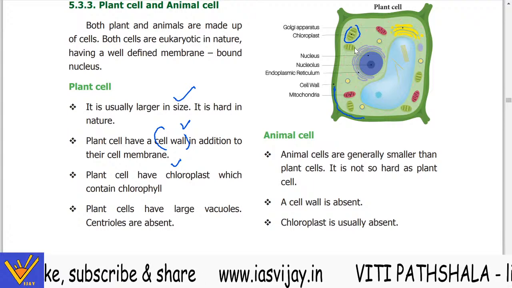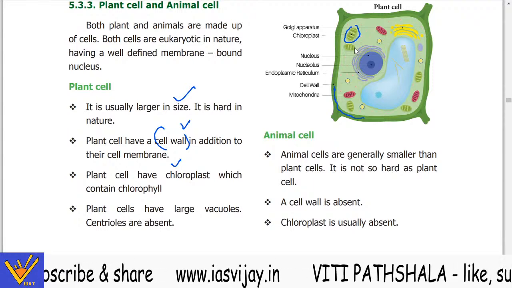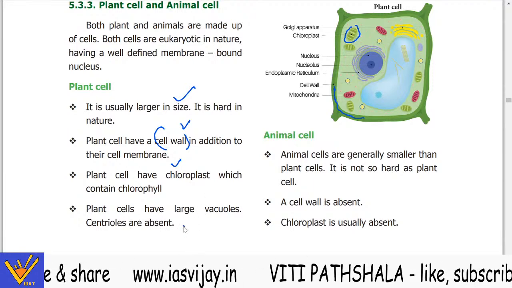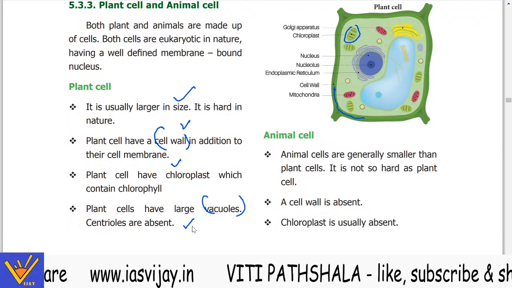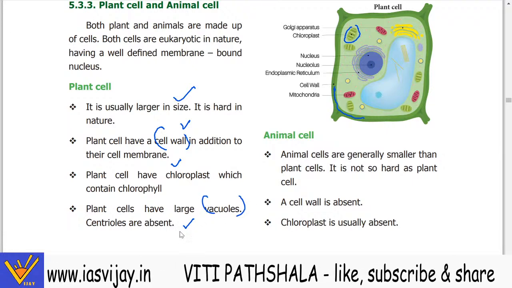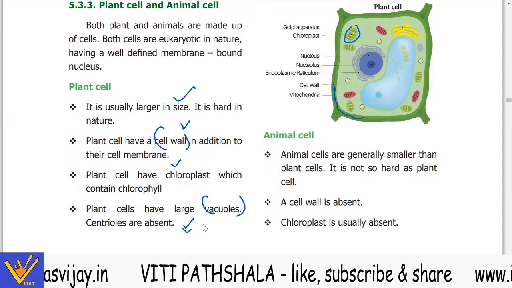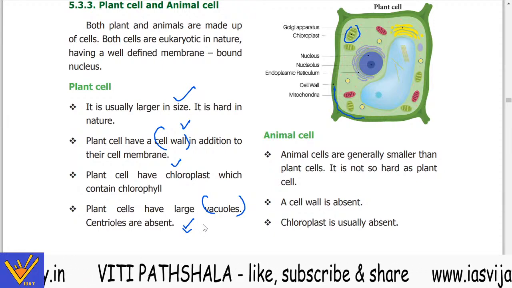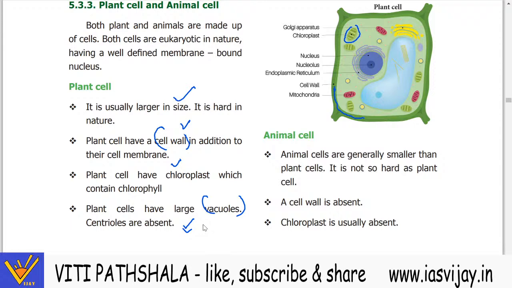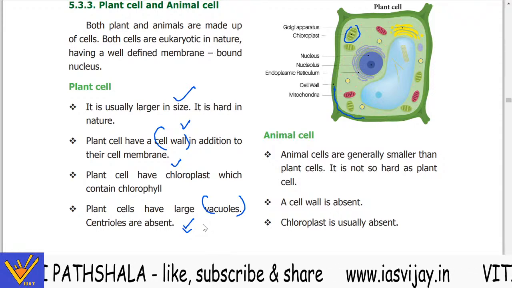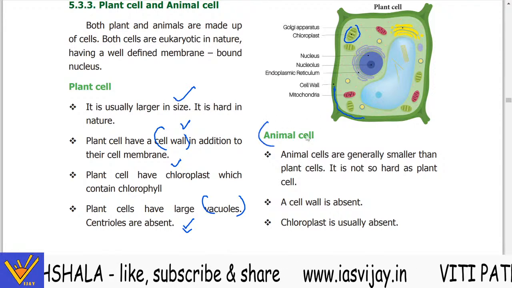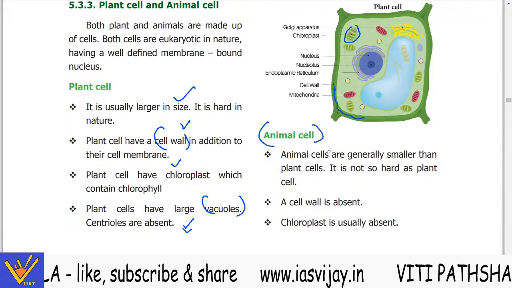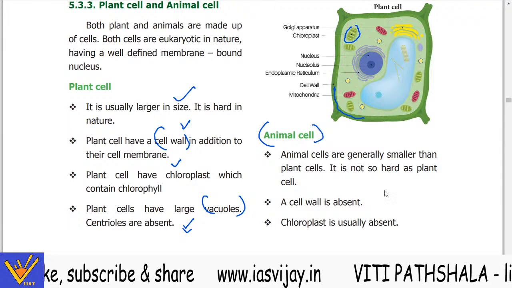Now plant cell has the chloroplast which contains the chlorophyll. Now plant cell has large vacuoles, and the centrioles are absent. So you can watch the video again from the beginning, it will be available. Now next comes your animal cell. Animal cells are generally smaller than the plant cell.